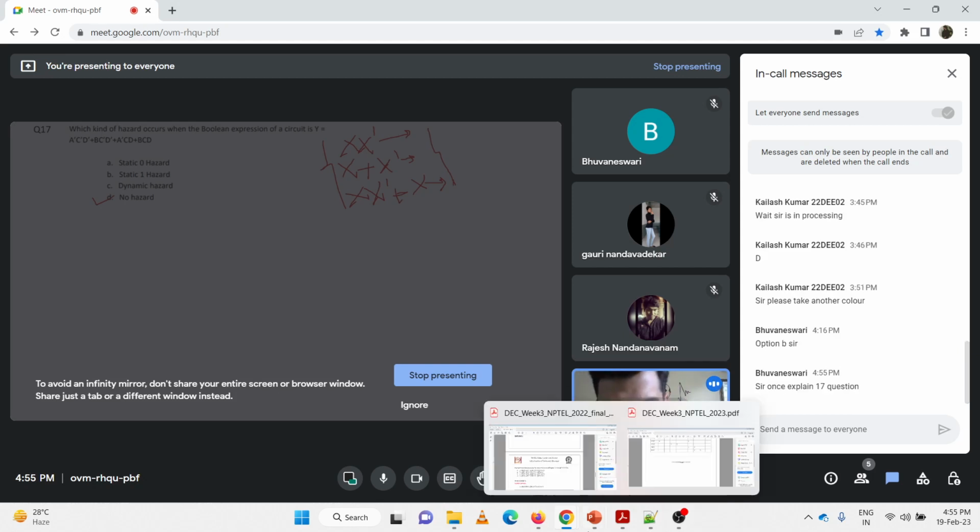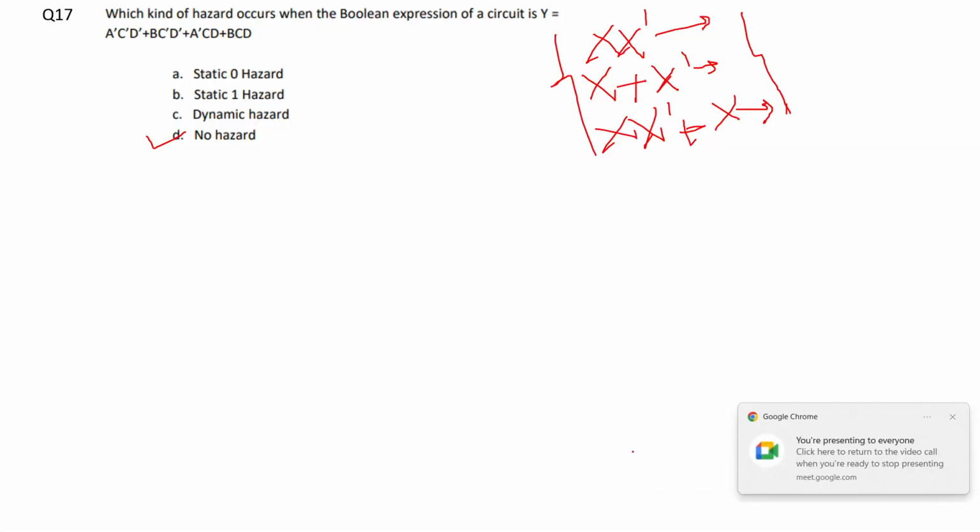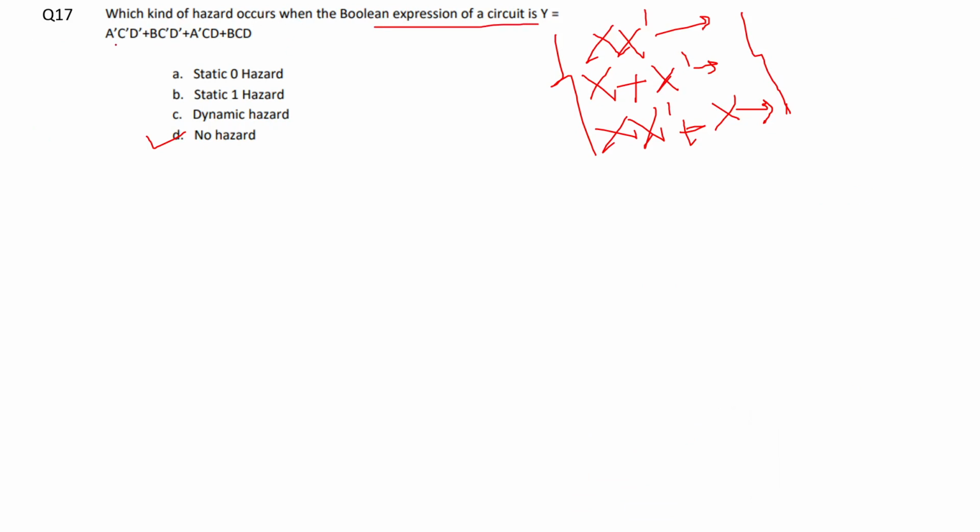Question 17, yeah, I can do that. This one. Okay, last one. So this asks us what kind of hazard occurs in the Boolean expression. We are given this Boolean expression f of a, b, c, d, a 4-variable Boolean expression.